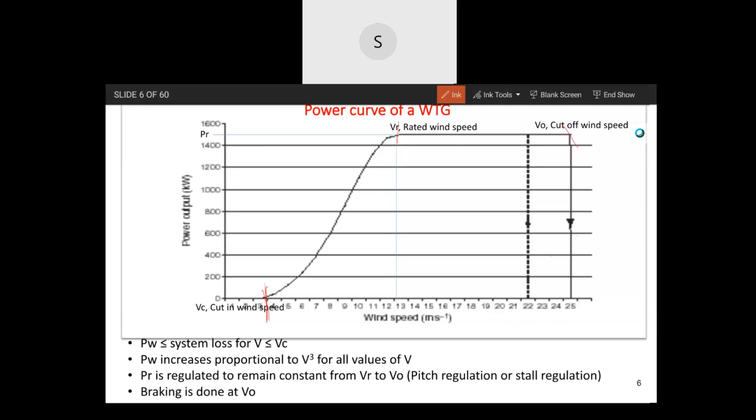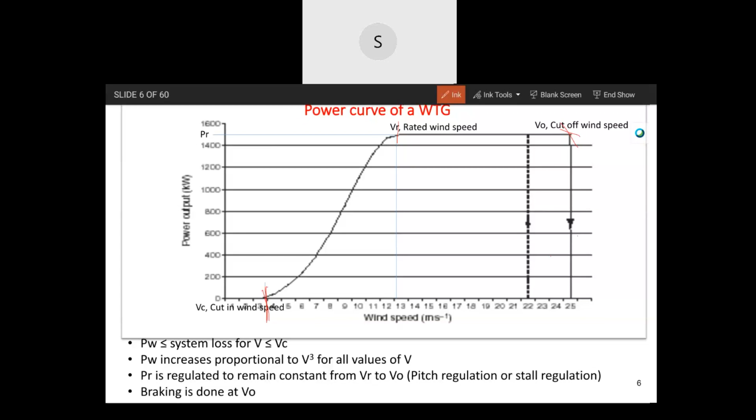Now, before coming to rated wind speed, let us look at the cutoff wind speed. Beyond cutoff wind speed, it's not generating. Why? In the previous case I showed you the formula: the power in the wind is proportional to the cube of the wind speed, and it goes on increasing. We cannot extract all that power. Our system has some capacity. So if it exceeds a certain limit, then we will have to stop operation. So the cutoff wind speed is where we decide that we will shut down the plant. We will stop the machine. We will not generate further. That is the cutoff wind speed.